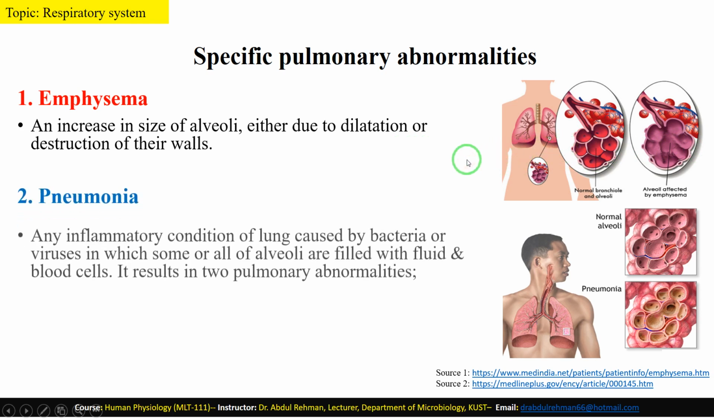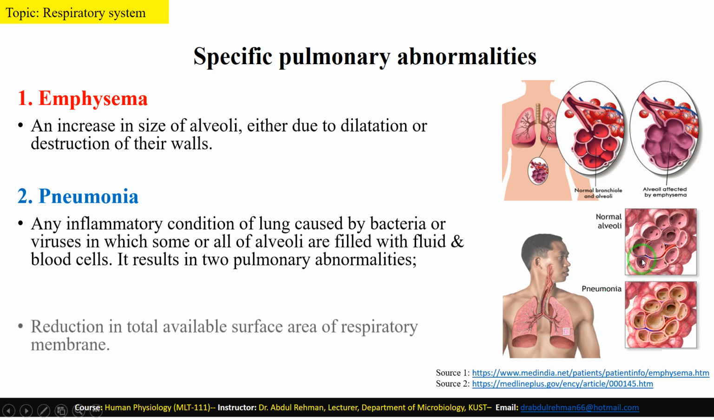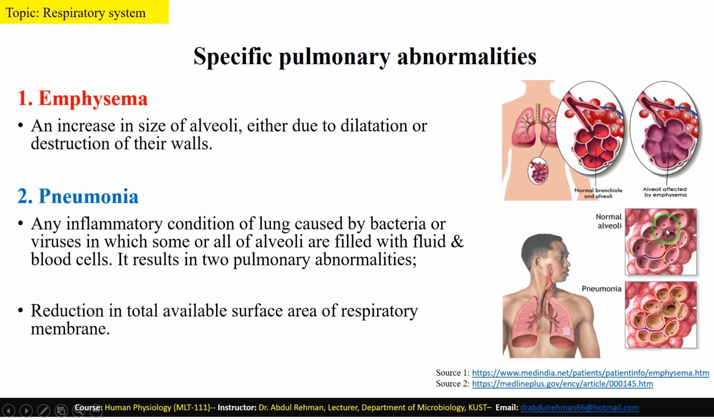Pneumonia. Pneumonia is a clinical condition of the lung caused by bacteria or viruses in which some or all of the alveoli are filled with fluid and blood cells, and it results in two pulmonary abnormalities: reduction in total available surface area of the respiratory membrane and decreased rate of perfusion for gases.